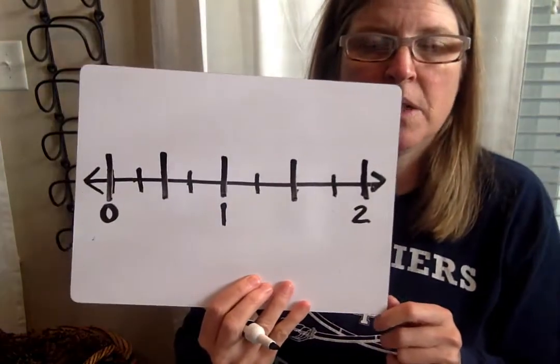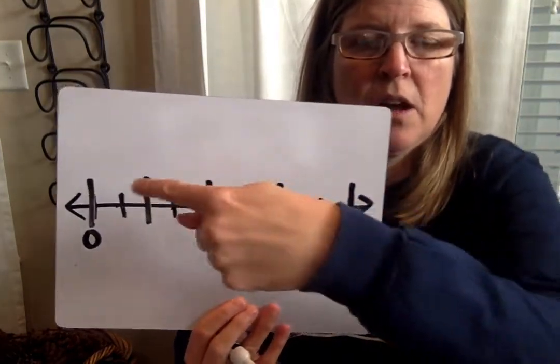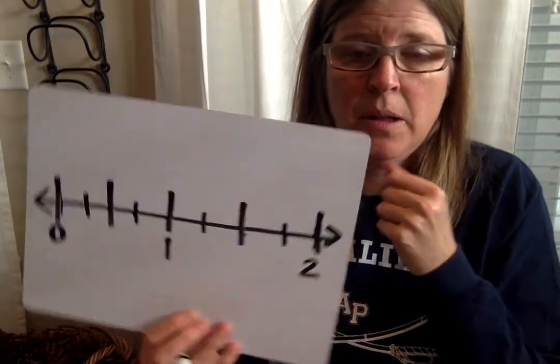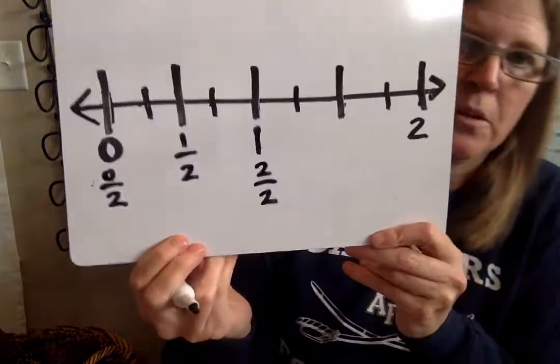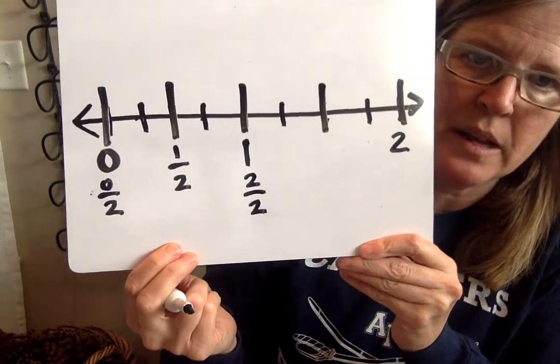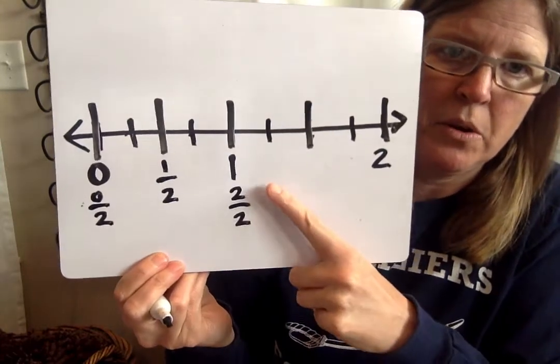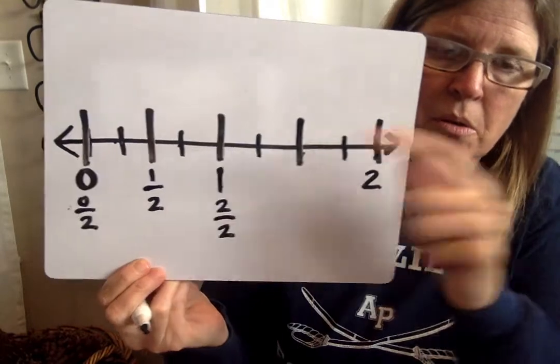All right, now I'm going to pretend that this is just halves. So I'm going to make every other line taller. Okay. I still have all the lines, I just made every other line taller. The tall lines are going to be the halves and the fourths, okay? So 0 is going to be 0/2. The first tall line that's halfway between 0 and 1 is 1/2. And then 1 whole is 2/2. Let's just see what I've done so far. So you can label your number line like that so far. Remember, when the numerator and denominator are the same number, it's equal to 1 whole.